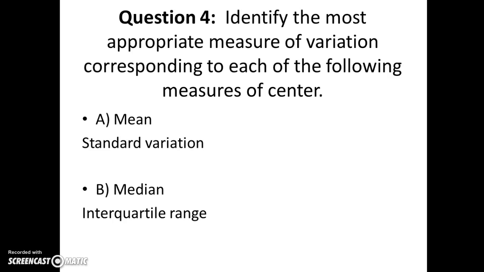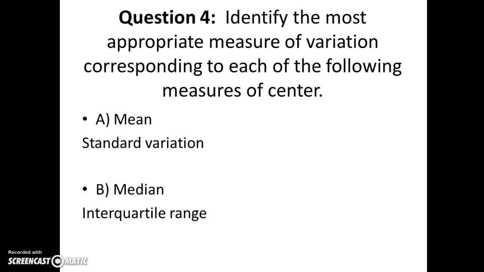Question 4. Identify the most appropriate measure of variation corresponding to each of the following measures of center. Mean: we use mean to find standard deviation. You find the difference of each value from the mean. You subtract, and then you square it. After you square, you add them all up, and if it's a sample, you divide by the sample size minus 1, or if it's a population, you just divide by the size of the population, then you take the square root. That's going to give you the standard deviation.